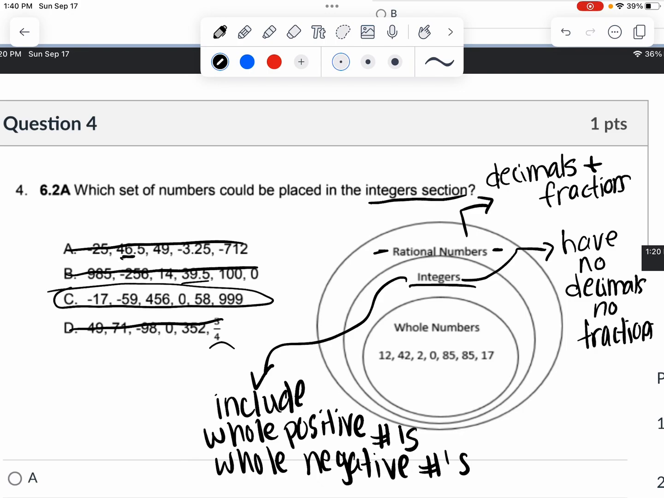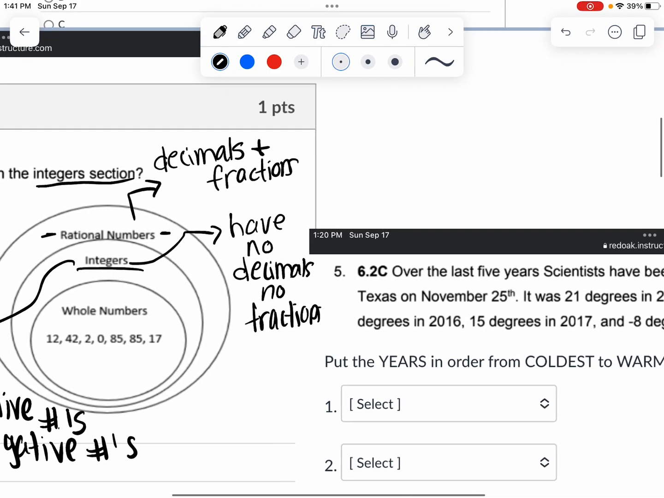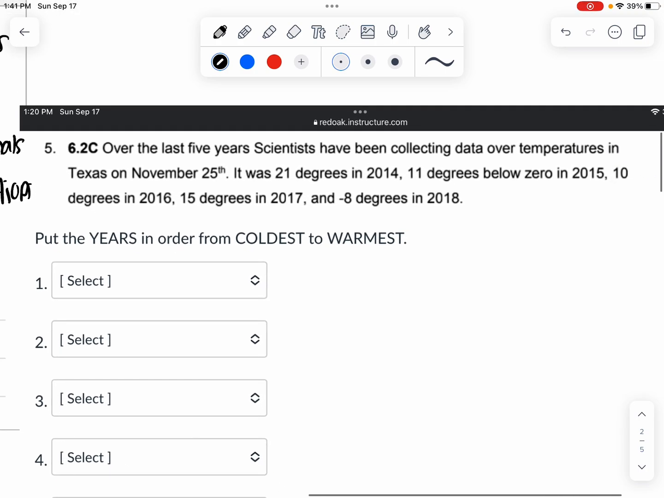Okay, so remember, it includes whole positive numbers and whole negative numbers. So C is your answer. All right, number 5. We're going from coldest to warmest. So this is actually going to be least to greatest. And let me read the word problem for you.